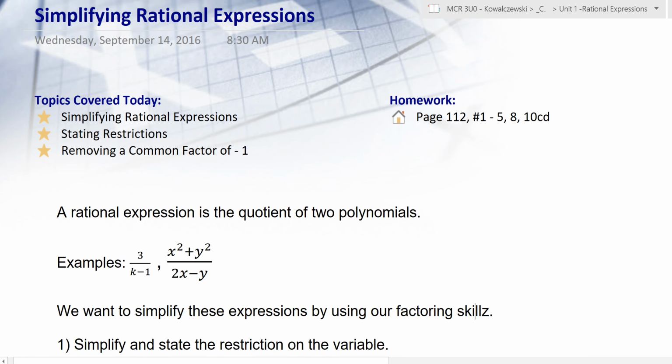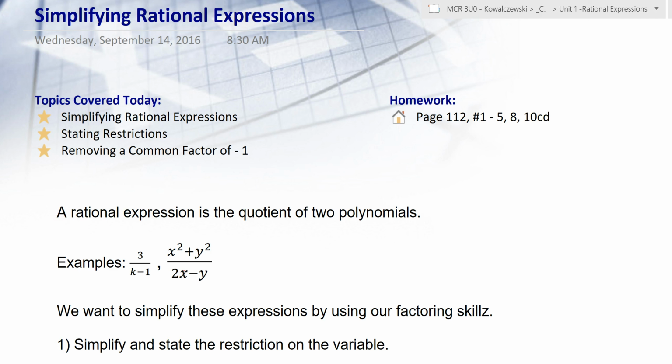So if you take a look, 3 divided by k minus 1, those are both polynomials. 3 is a monomial, a single term. k minus 1 is a binomial, two terms. Now, the next one, x squared plus y squared divided by 2x minus y, is a binomial divided by a binomial. What you can essentially think of this as is a fraction with different polynomials in the numerator and denominator.